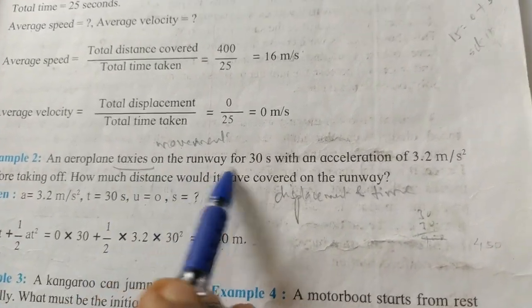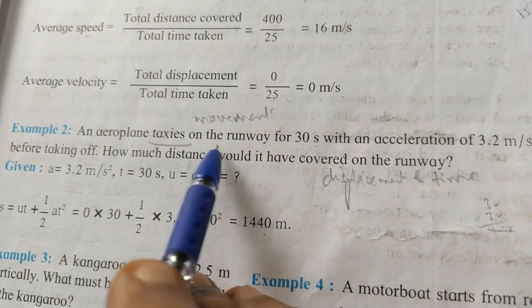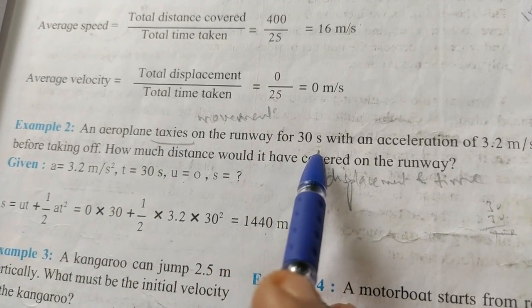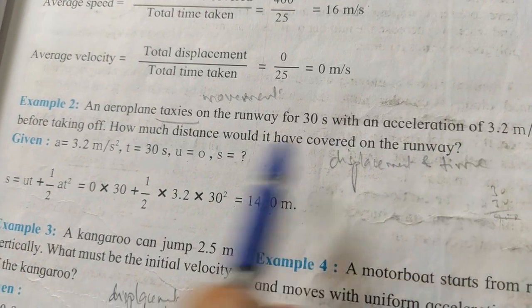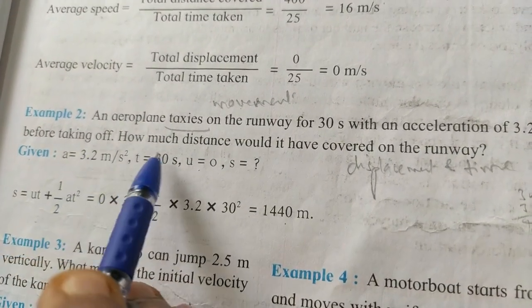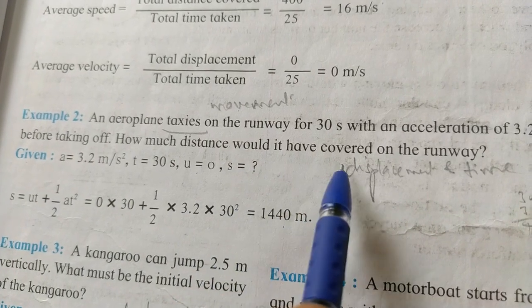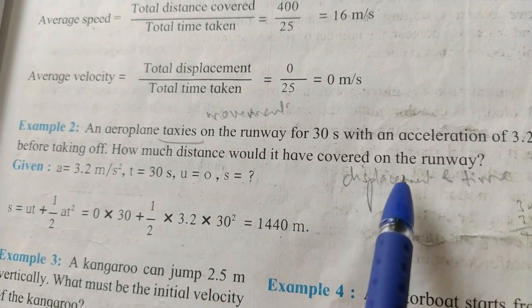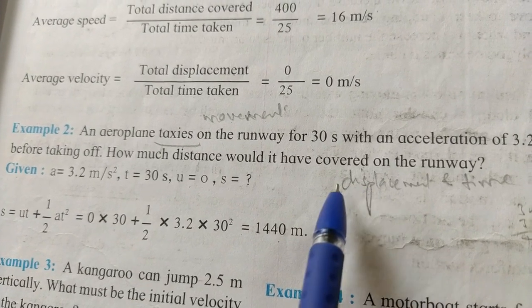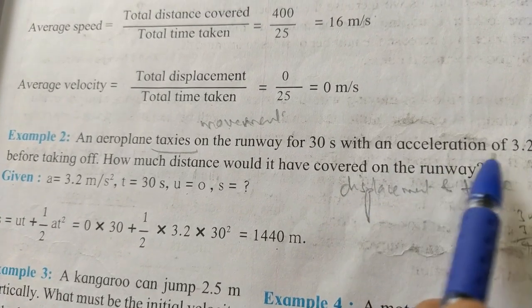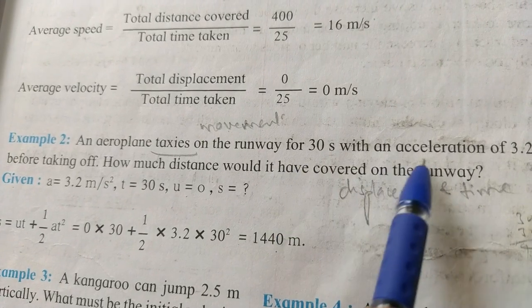Now second example: an aeroplane taxis, meaning movement on the road, the runway. So the aeroplane taxis on the runway for 30 seconds with an acceleration of 3.2 meter per second square before taking off. How much distance would it have covered on the runway? So what we have to do is find the distance, the displacement.